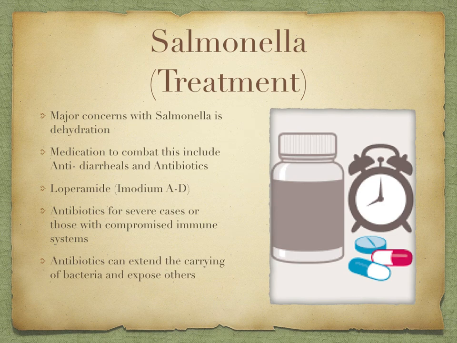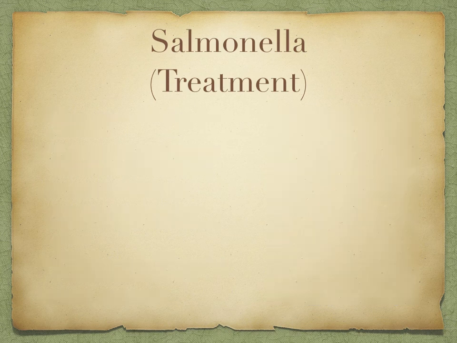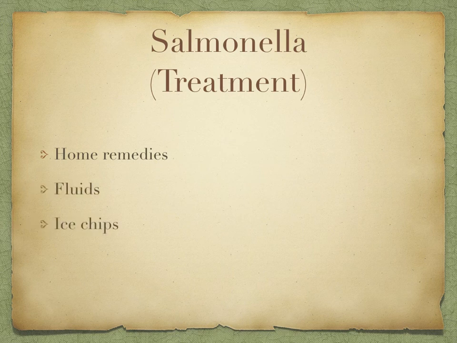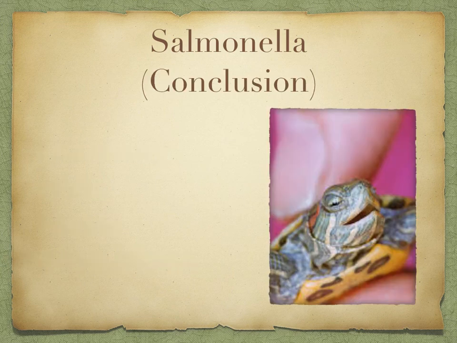Antibiotics can extend the amount of time you carry the bacteria and make it possible for you to expose it to other people. There's also an increased risk of relapse for those people who are taking antibiotics to treat salmonella. A lot of times, the symptoms will pass before you even realize that you've had it. So there are some home remedies, some things that you can do just for some harm reduction, especially if you are having symptoms. You can drink plenty of fluids. Adults should suck on ice chips, and children can consume things like Pedialyte.